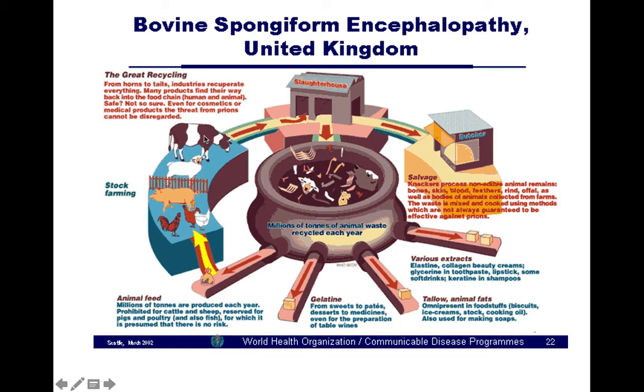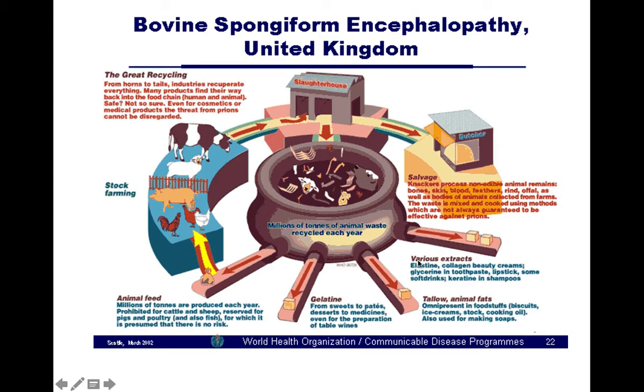So if the cattle have BSE, or if the sheep or goats have scrapie, right? All of that is going to go into this animal byproduct. Now let's see where the animal byproduct goes. And this is what's mind blowing, you guys. So millions of tons of animal waste are recycled every year, is what this big pot is telling us. So where did these animal products go?